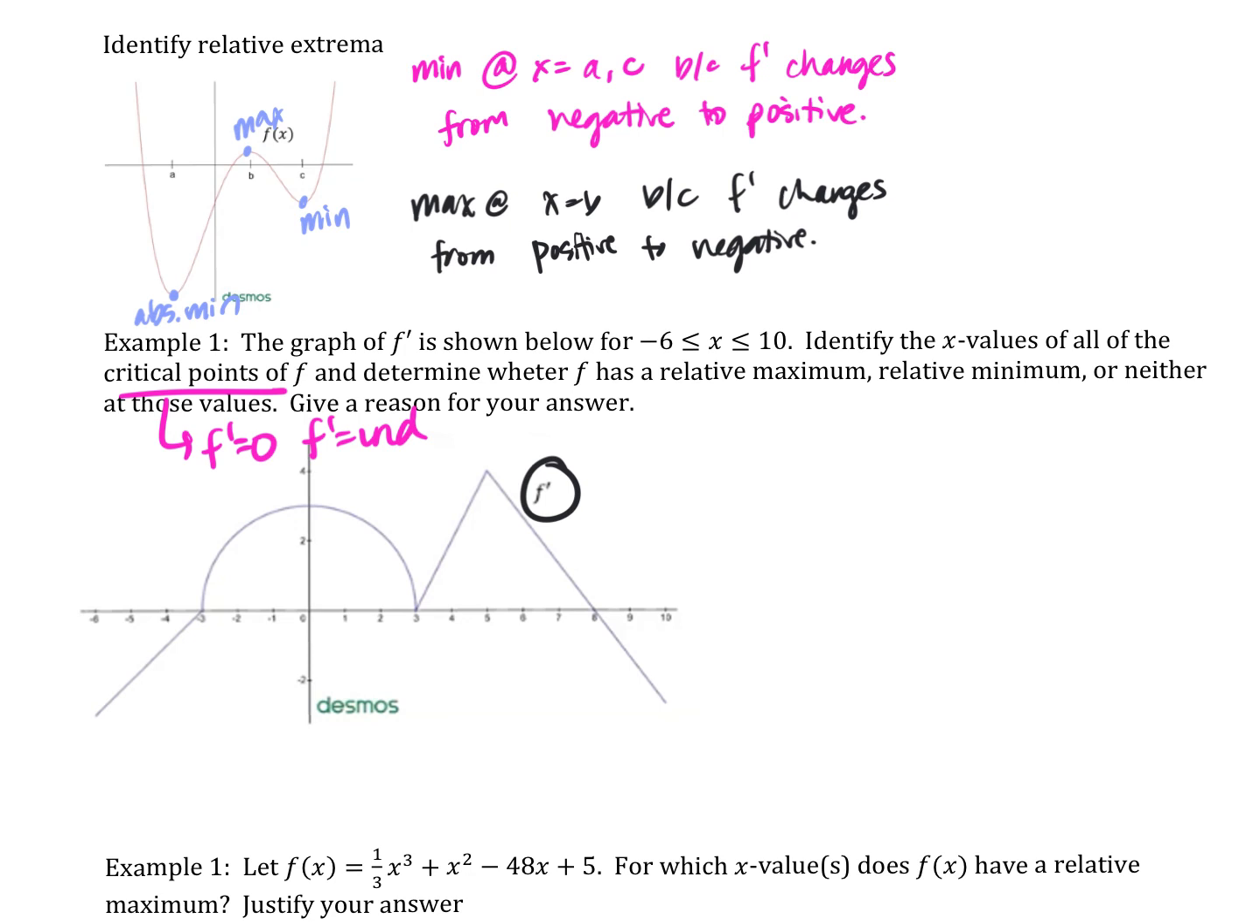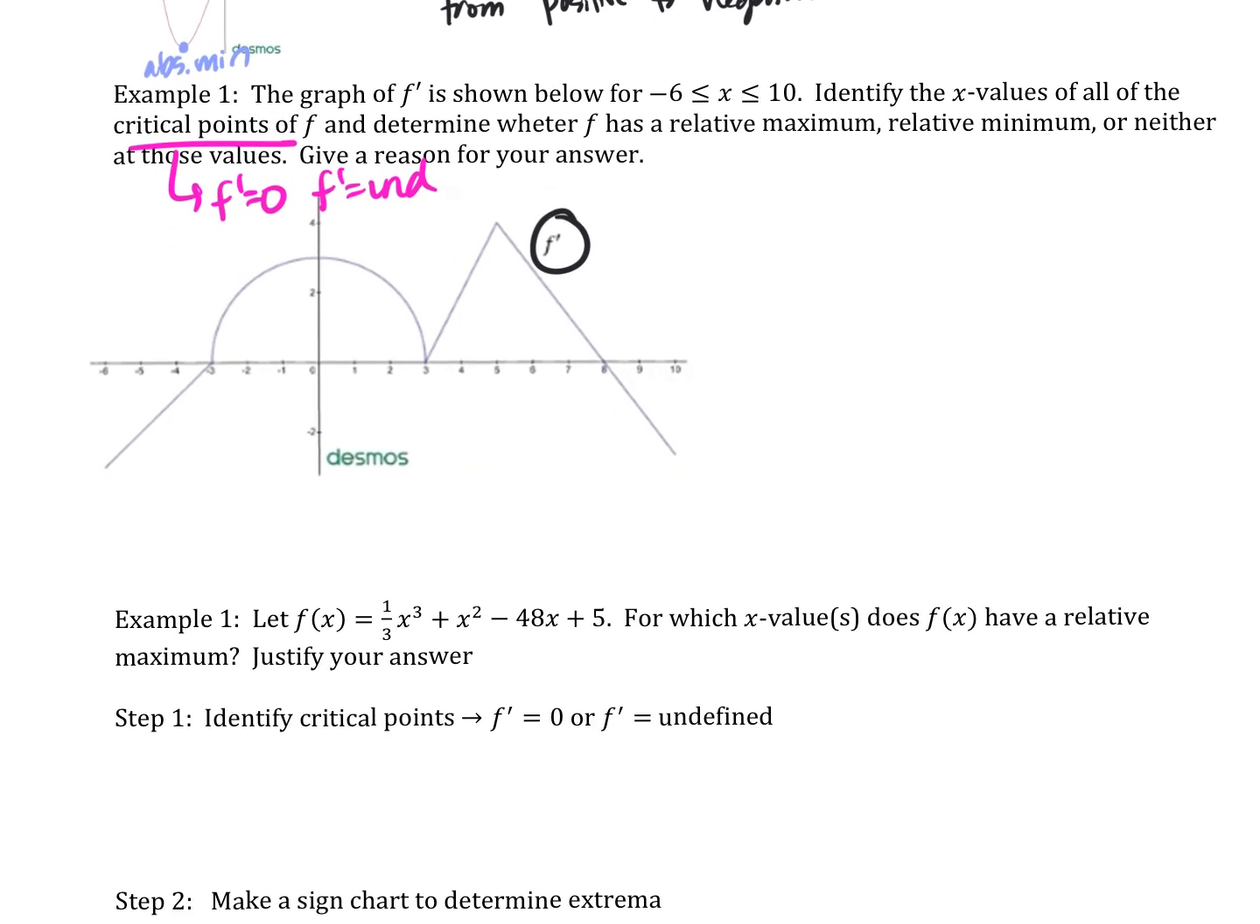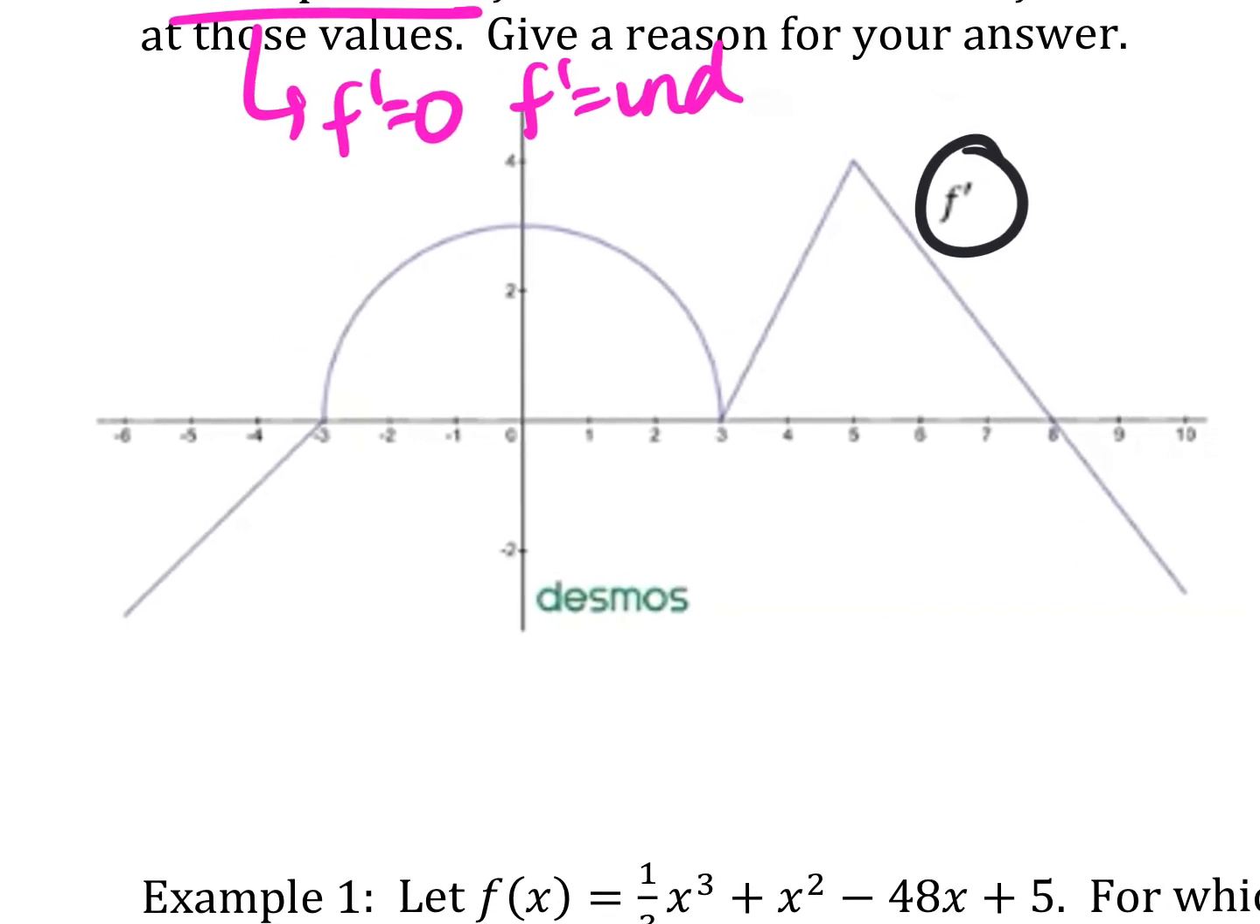Then determine whether F has a max or a min at those values. Okay, let's first find those critical points. Critical point, where is my F prime equal to 0 on this graph? At what X value? And I can zoom that in to help you guys see that. When does my F prime equal 0? Any ideas? Say it again. Agreed. He's saying right there. Where else, bud? Yep. Perfect.